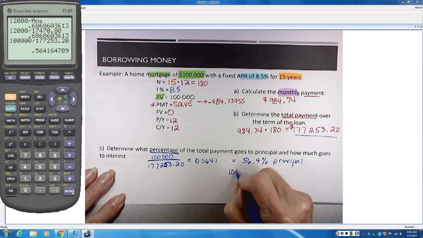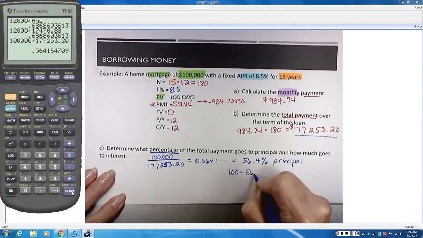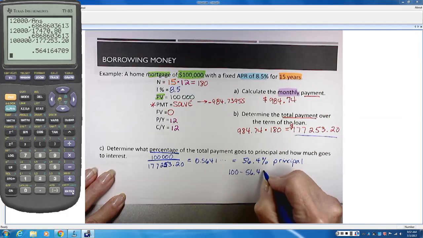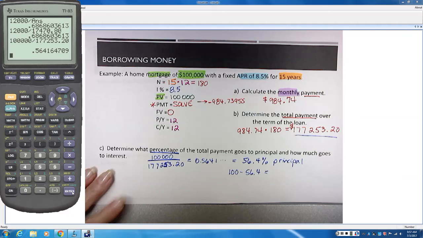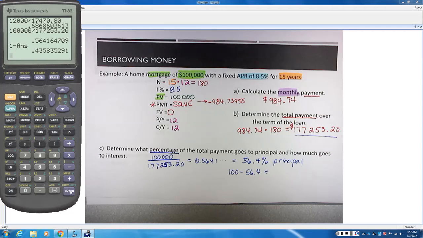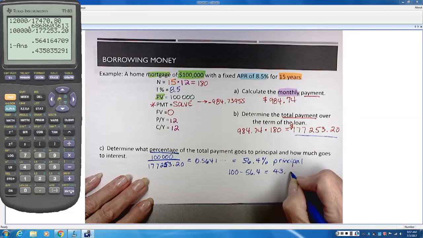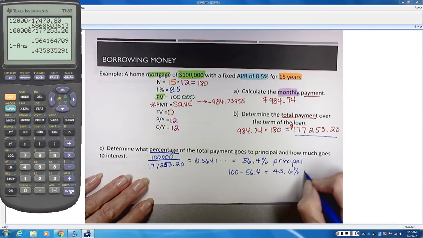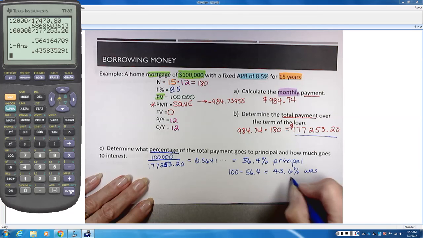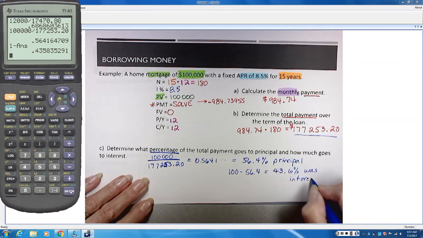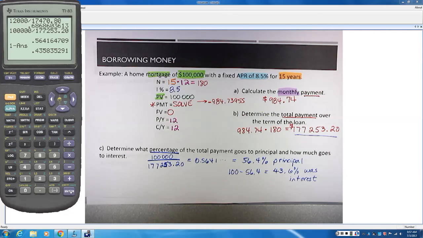And then 100 minus 56.4 would be 43.6%. And that went to interest. Okay?